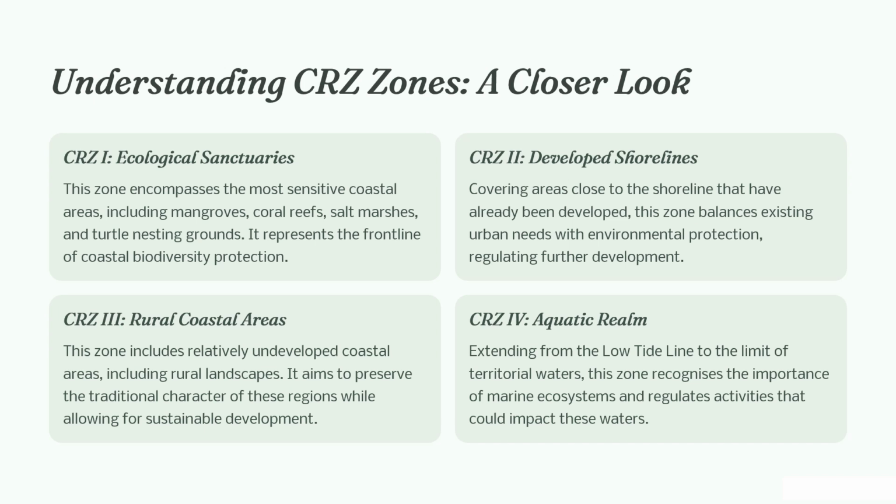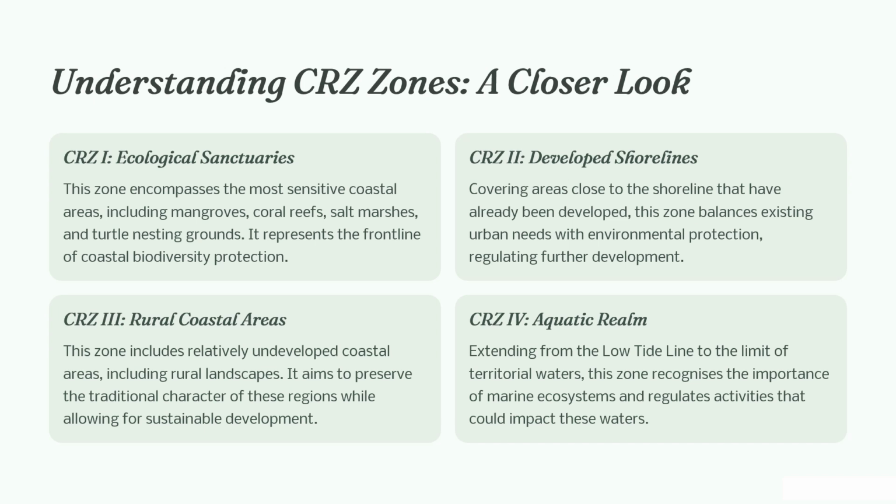Understanding CRZ zones, a closer look. CRZ I, ecological sanctuaries. This zone encompasses the most sensitive coastal areas, including mangroves, coral reefs, salt marshes, and turtle nesting grounds. It represents the front line of coastal biodiversity protection. CRZ 2, developed shorelines. Covering areas close to the shoreline that have already been developed, this zone balances existing urban needs with environmental protection, regulating further development.